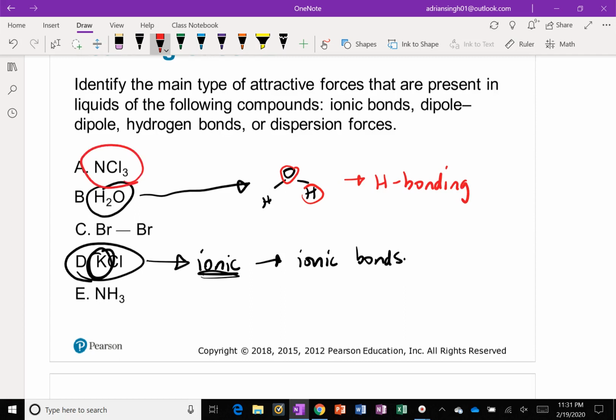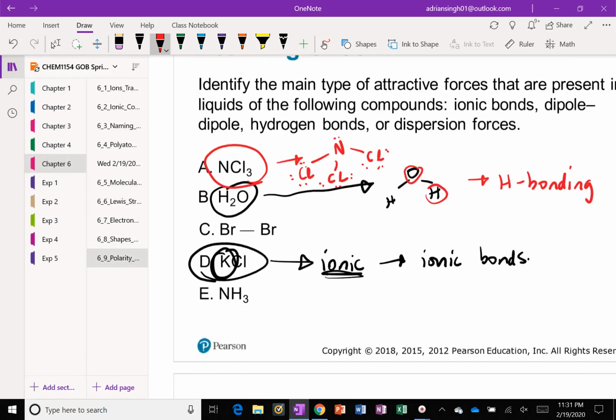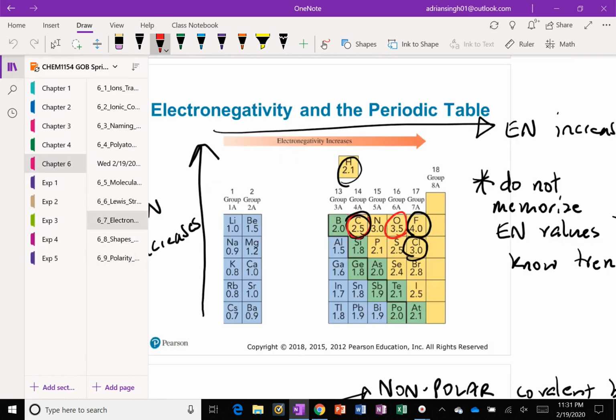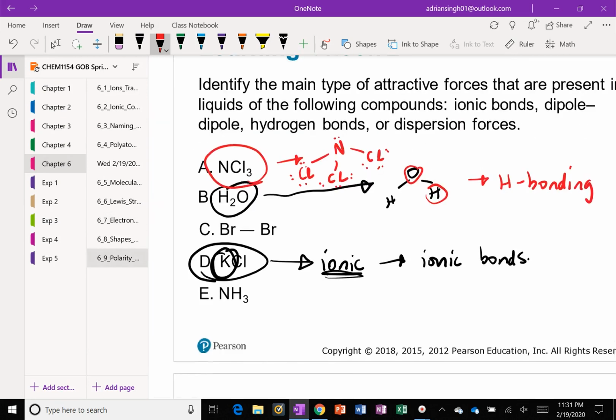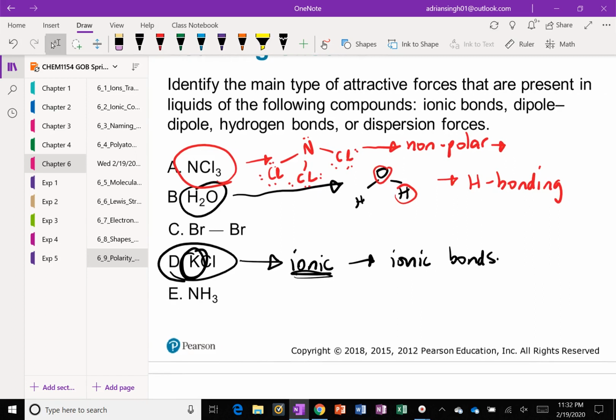If we look at something like NCl3, we draw the Lewis structure, right, we can see that our Lewis structure is going to look like this. Put all the electrons in to be complete. And then if we look at the electronegativity values for nitrogen and chlorine, we see nitrogen is 3, chlorine is 3, so they have the exact same electronegativity, right? So this then is going to be non-polar because it's made up only of non-polar bonds. So in the non-polar compound, the only force of attraction that we're going to have between it and other molecules would be dispersion forces.